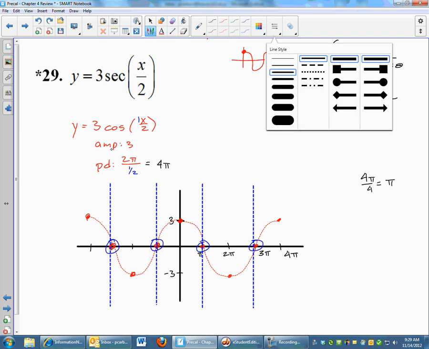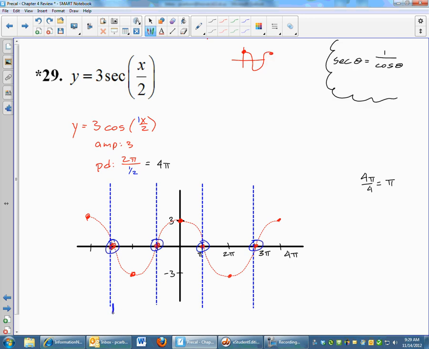And then we will graph the humps between those asymptotes. The secant is the humps of cosine. Just remember to follow the asymptotes. So we come up, follow the asymptotes, we hit that hump, and then we come back down. We come down, follow the asymptotes, hit the hump, go back up.